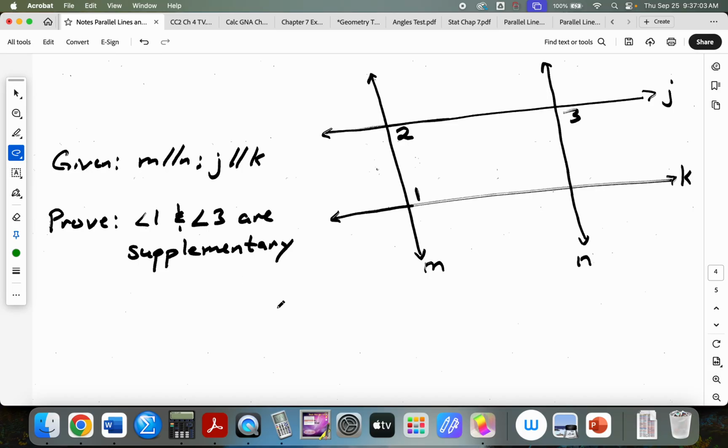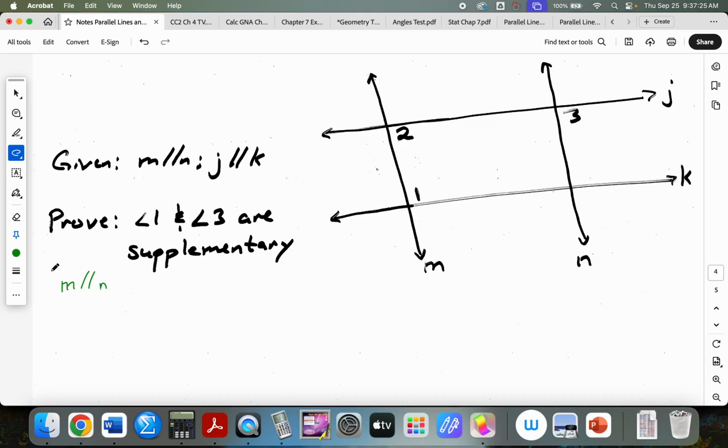Let's do a few more of these. I'm going to show you a different format. The format that we've been doing is called a 2-column proof. It's pretty common. This next one isn't as common just because it's not as old. This is called a flowchart proof. And here's how it works.